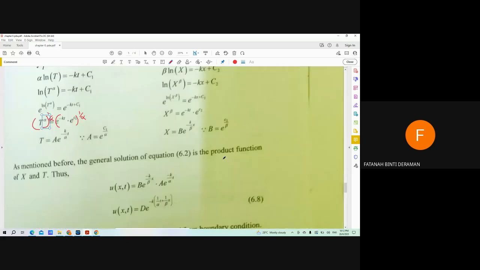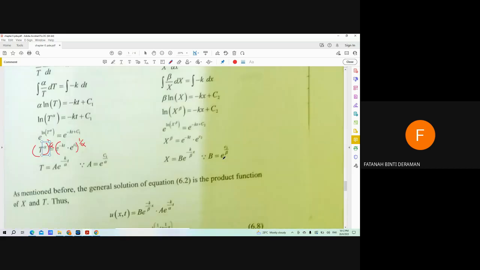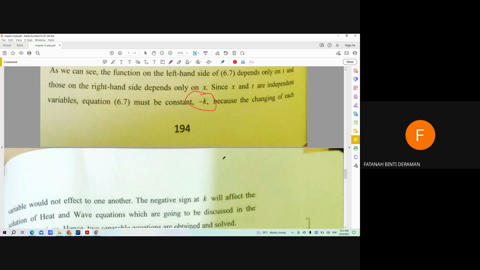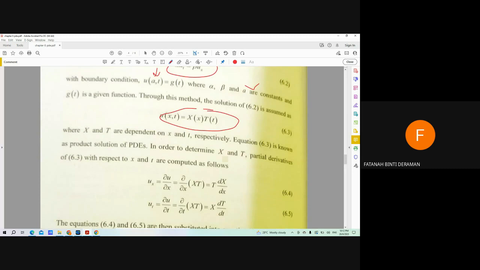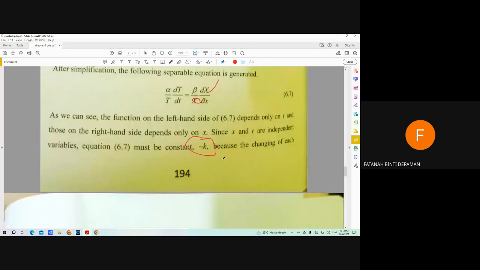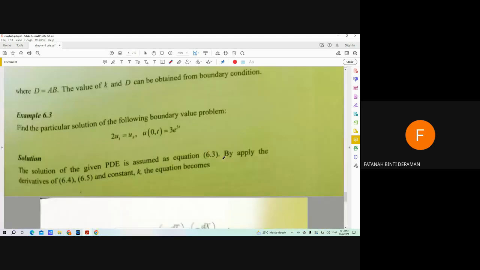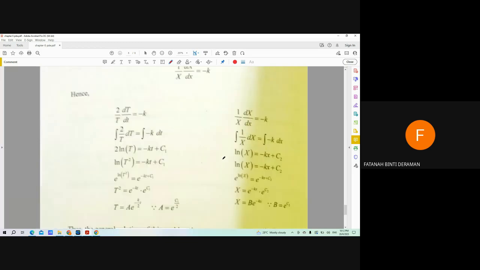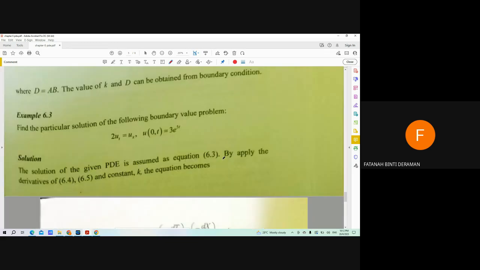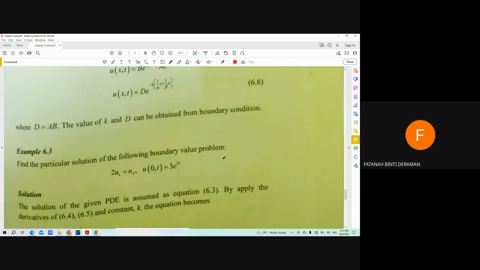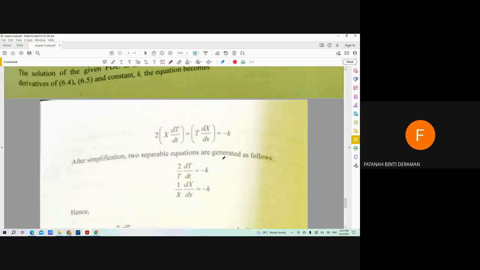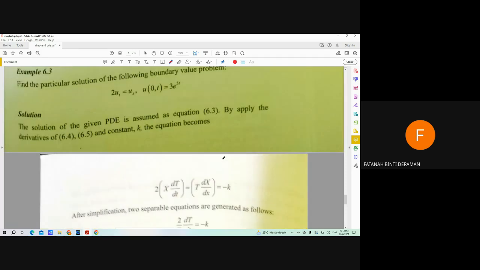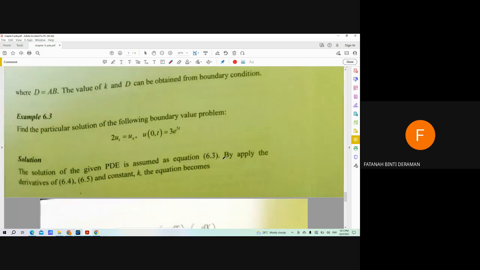oh, I missed one. 94. Same. 95, I missed. Which is near 95. At page 195.